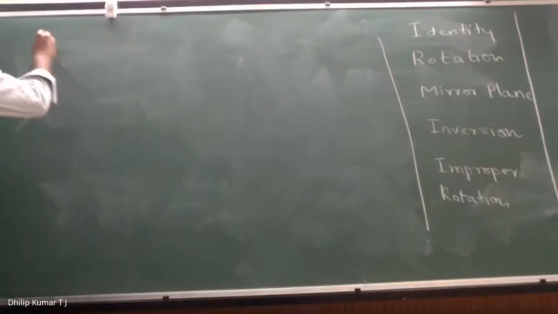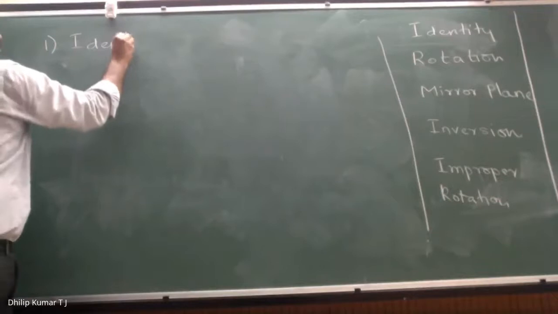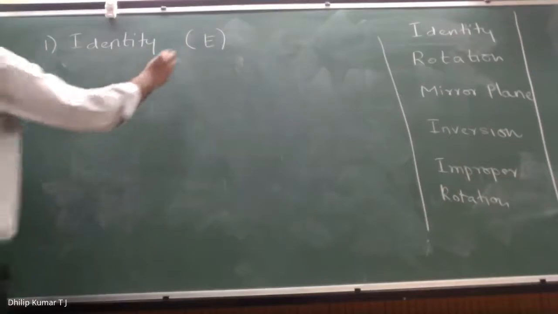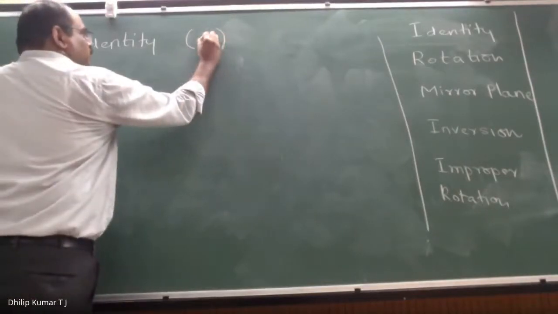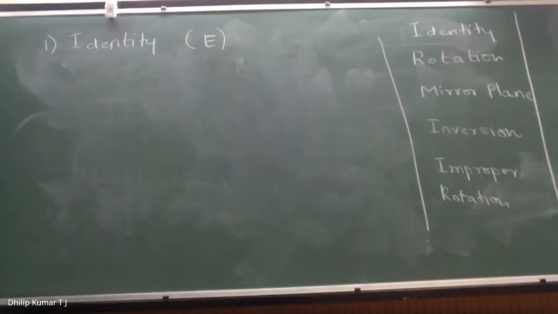So identity has a symbol. What is the symbol of identity? Any one of you? E or I, sir. It's going to be the symbol E. Okay. So as I said, it is doing nothing. I mean, for every molecule, this symmetry element or symmetry operation will be present. Okay. So this is identity.